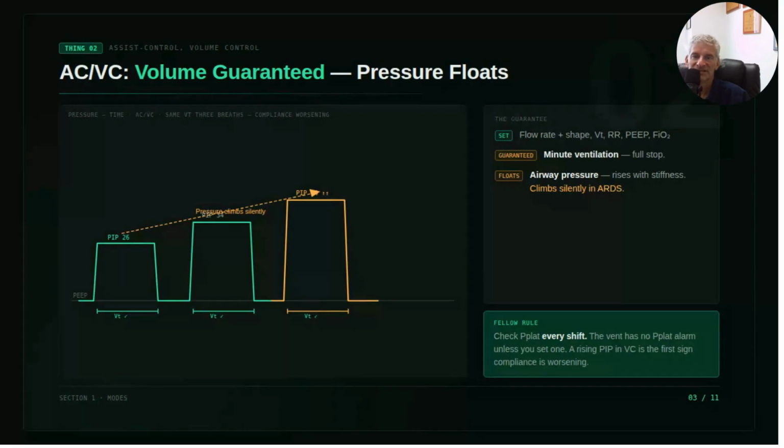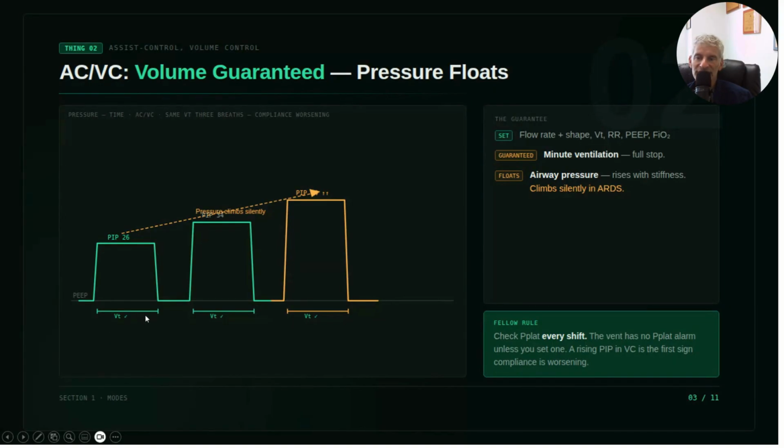Point number two, assist control. So again, you set the flow rate, you set the tidal volume, you're guaranteed a minute ventilation. Okay, so this is assist control. The pressure will change breath to breath, but the tidal volume that you set is standard. Okay, so you could have somebody who has more and more stiff lungs for whatever reason, let's say pulmonary edema, let's say they're getting worsening ARDS.